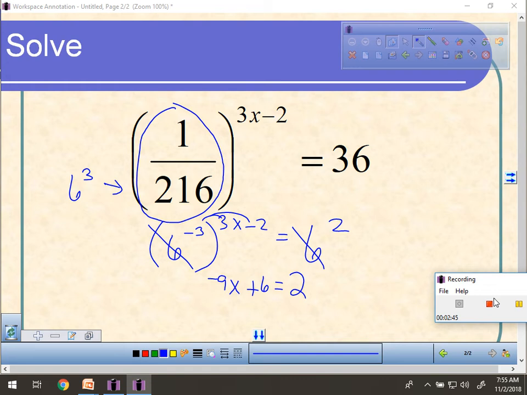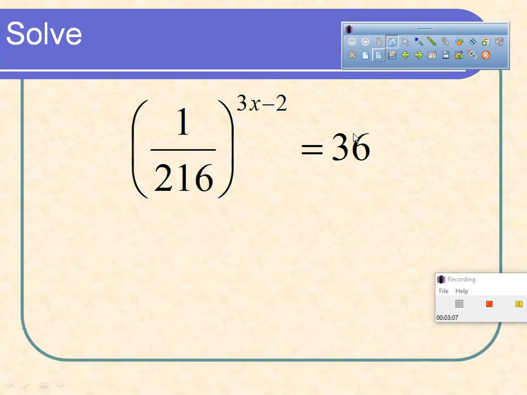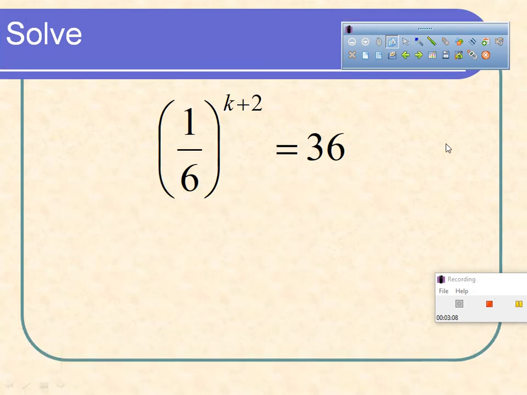All right, now we're just going to keep on solving this for x, so I'm going to subtract 6, and that'll give me negative 9x is equal to negative 4, and then just divide by negative 9, and you would get a positive 4 over 9. That will be your answer. So just remember, for these problems, the only addition is to make sure you rewrite a fraction with a negative exponent.